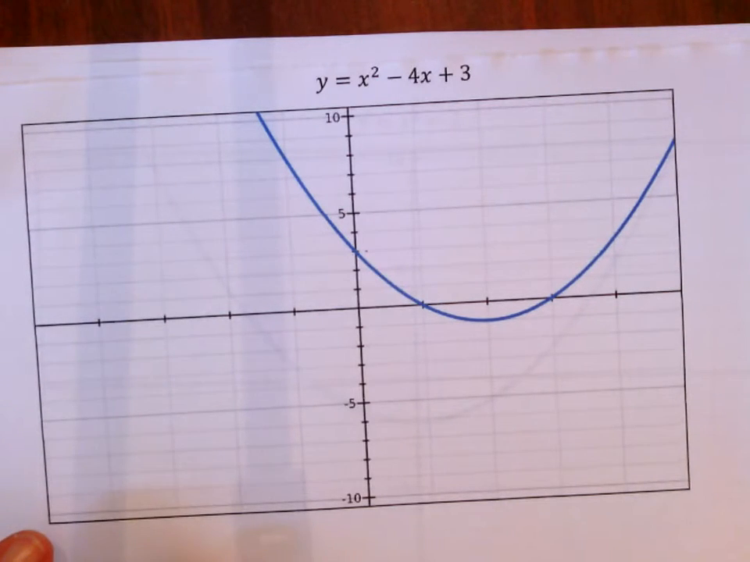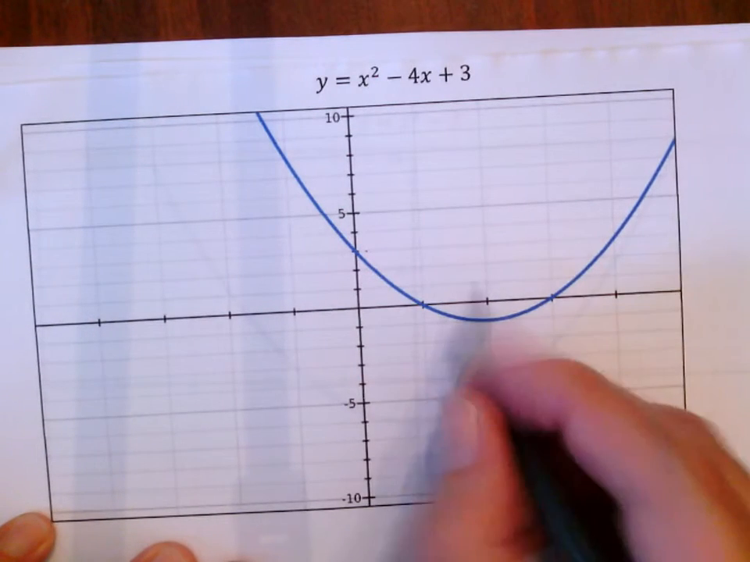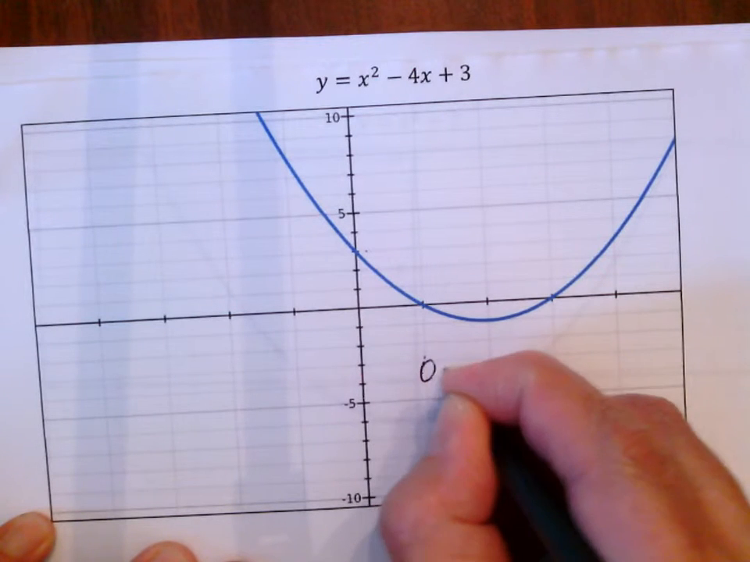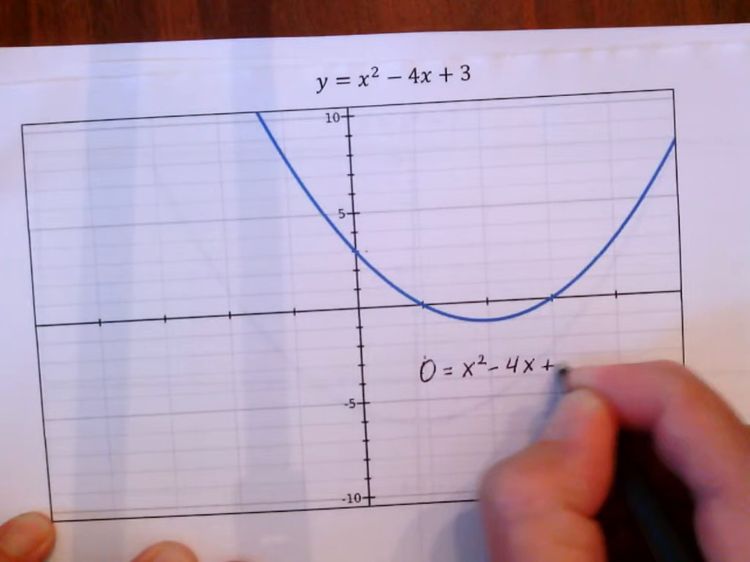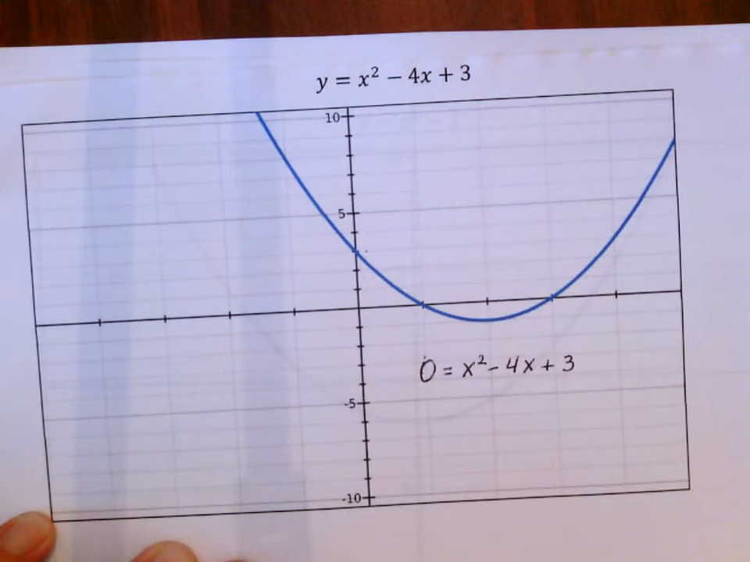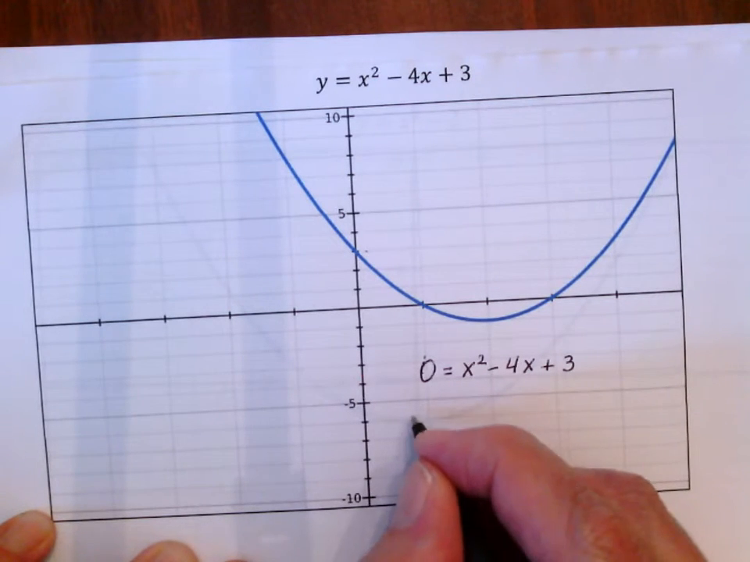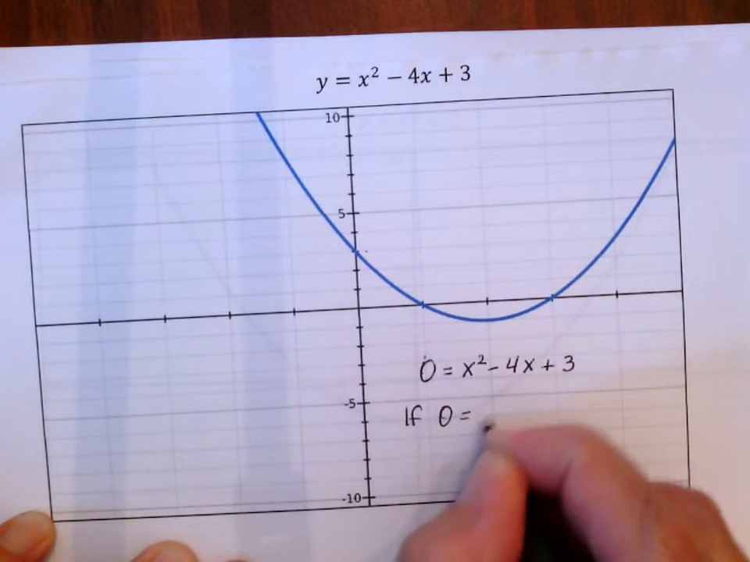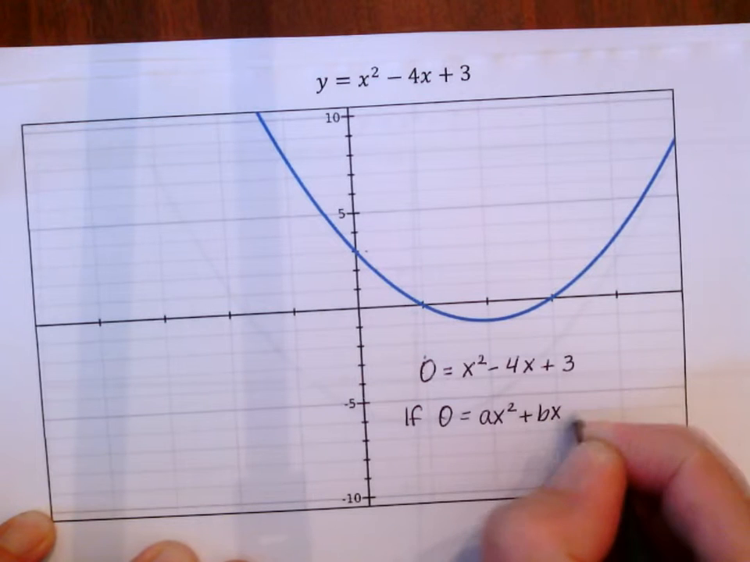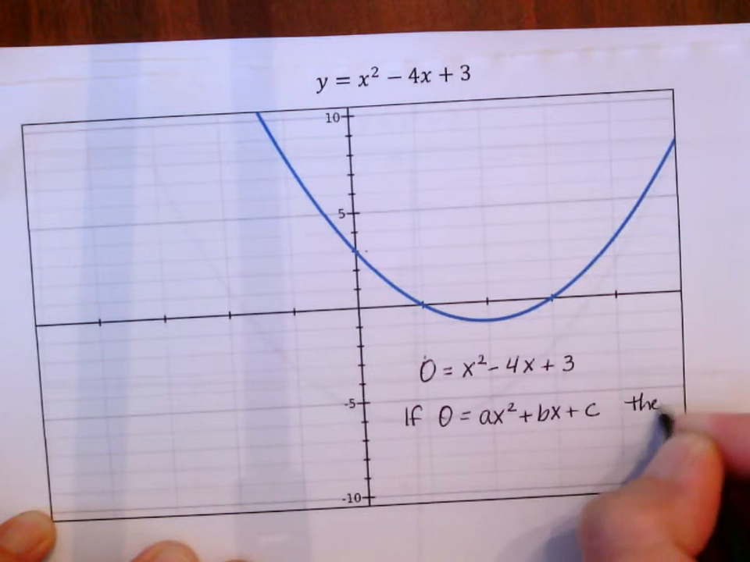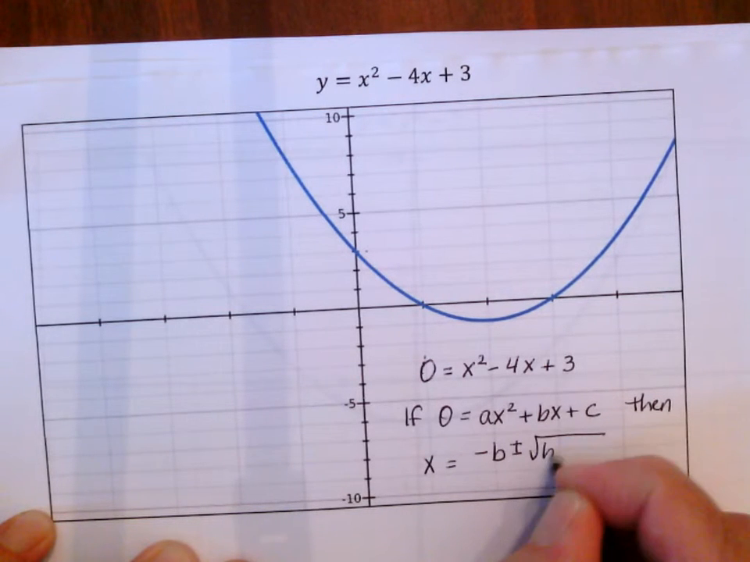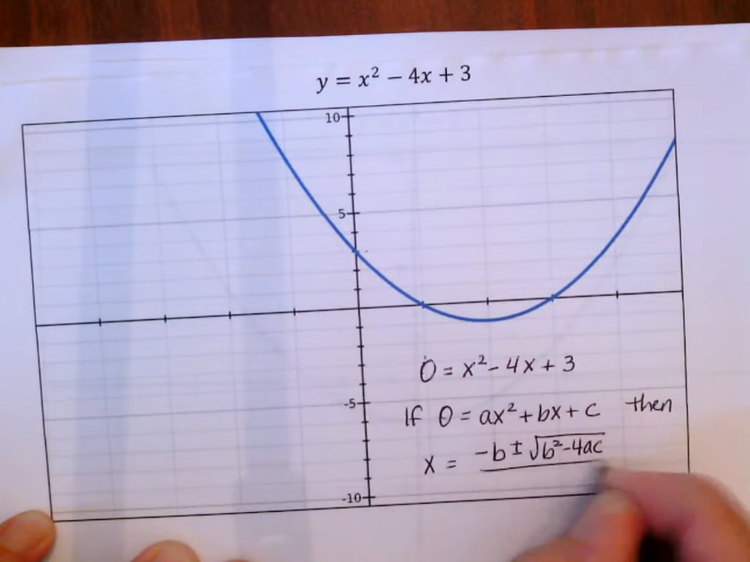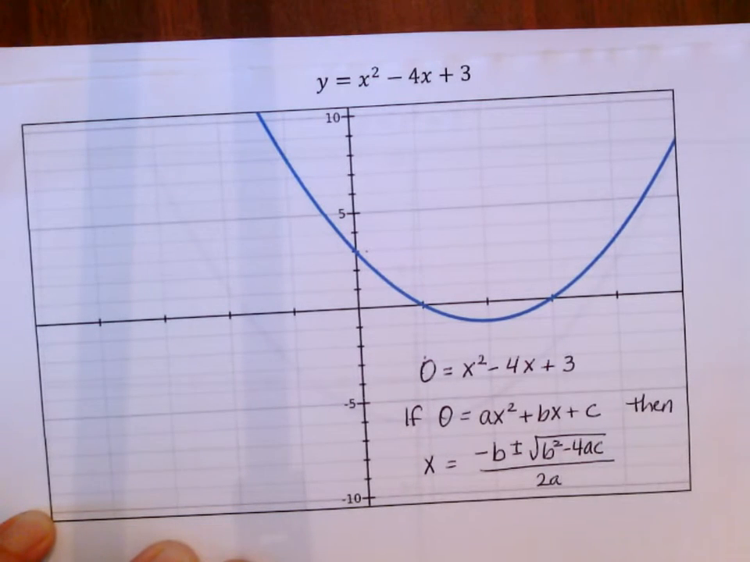In the second example, we have y equals x squared minus 4x plus 3. If we're looking for the x-intercepts here, we'd substitute 0 for y. And just suppose this time that we didn't see immediately how to factor and that we decided that we would use the quadratic formula. Remember that the quadratic formula says if 0 is equal to ax squared plus bx plus c, then x is equal to negative b plus or minus the square root of b squared minus 4ac all over 2a. Make sure that you have that memorized.